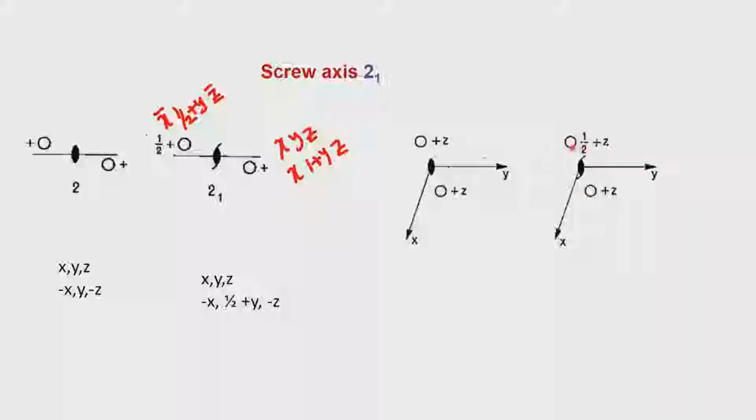So this is now half plus z, and then we operate this again and add another half to z. It will come to 1 plus z, but 1 plus z is the same as z. So therefore we get two equivalent points corresponding to the 2-1 screw operation, and therefore the number of objects generated either by the two-fold rotation or by the 2-1 screw axis will be 2.